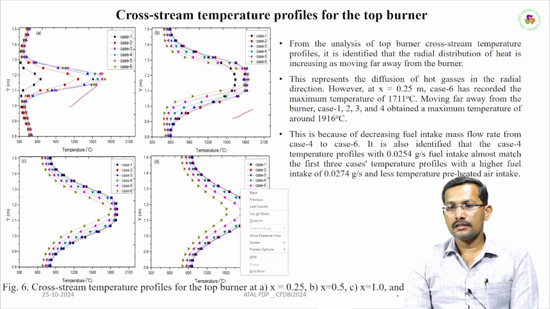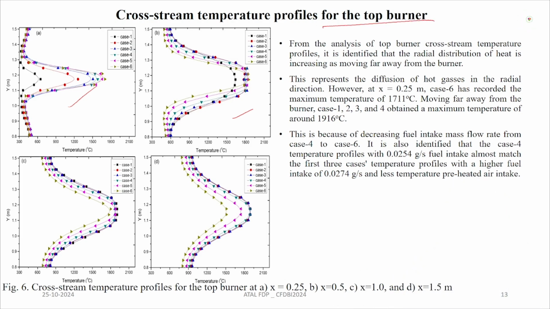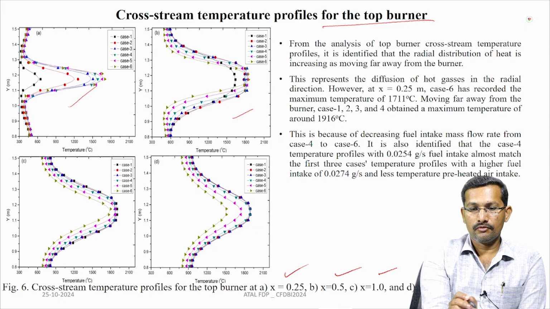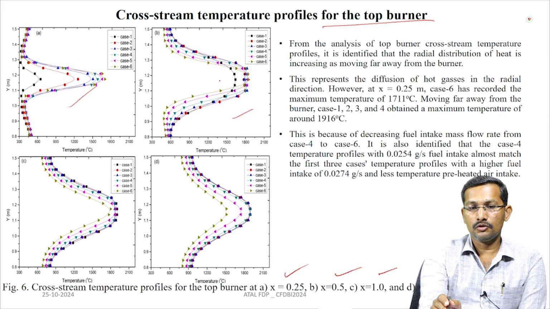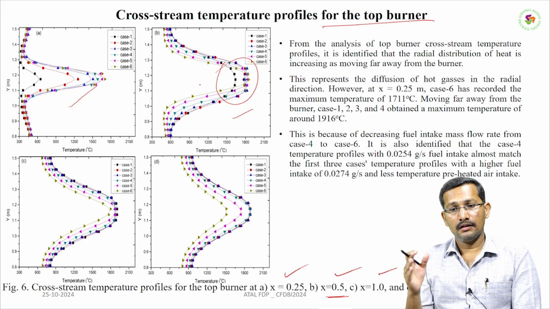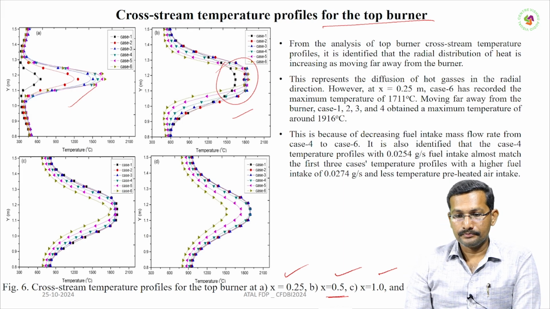This is the top burner temperature profile at different locations. I am going to consider the different locations: 0.25, 0.5, 1, 1.5. That means the location is measured from the burner. If I draw that temperature profile, at the beginning it is slightly lower in temperature, but further along the temperature profile is coming closer.